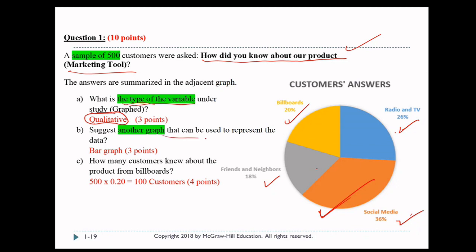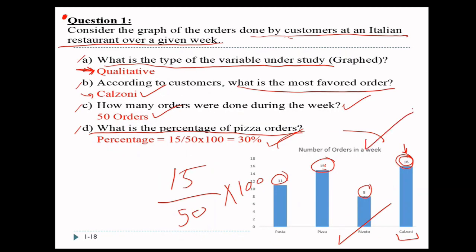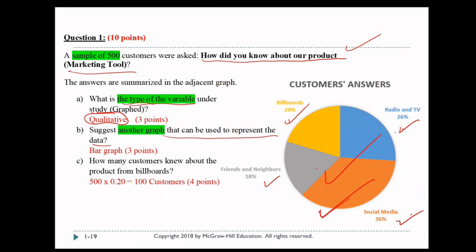Suggest another graph that can be used to represent this data. For these descriptive variables, I can use either a bar chart or a pie chart. This is a pie chart, and this one is a bar chart. So what's the answer? I suggest using a bar chart.